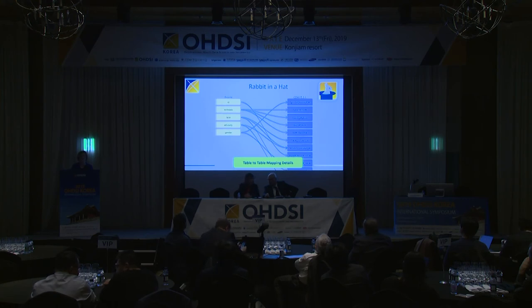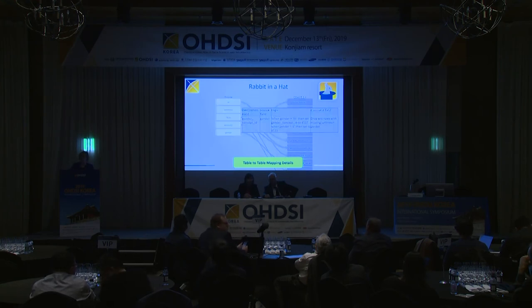But even those lines are not good enough. I'm probably going to need to give the developer a little bit more information. So even in Rabbit in the Hat, I can provide logic information for the developer to use. So for example, I can tell the person, if you see M, you're going to give it a standardized concept ID of 8507. If you see F, you can give it a concept ID of 8532. These are standard concept IDs that represent male and female.